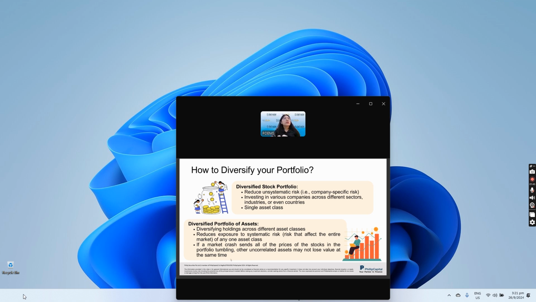Now you can start to explore diversifying your portfolio across assets, which means your portfolio is not only in a single asset class. You can diversify among unit trusts or bonds, or any others, like insurance products that also have an investment type. You can also explore those. This kind of diversification can reduce exposure to systematic risk, the risk that can affect the entire market. For example, COVID is a systematic risk, affecting any one asset class.